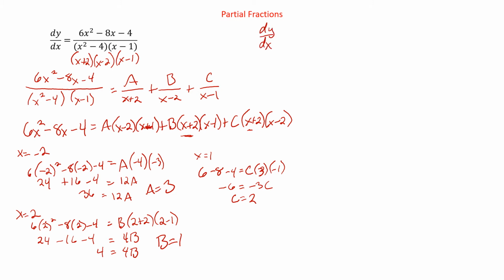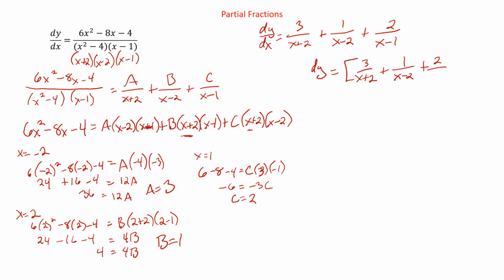dy over dx equals a over x plus 2, so that's 3 over x plus 2, plus b, which is 1 over x minus 2, plus 2 over x minus 1. So now we can deal with our differential equation, separate our variables, which basically just means multiplying the dx over to the other side. So we have dy will equal 3 over x plus 2 plus 1 over x minus 2 plus 2 over x minus 1 dx.